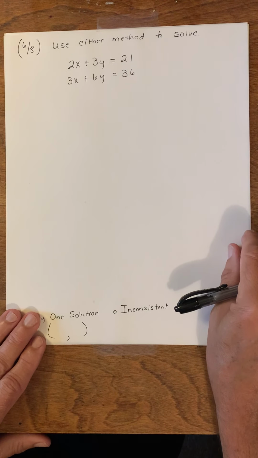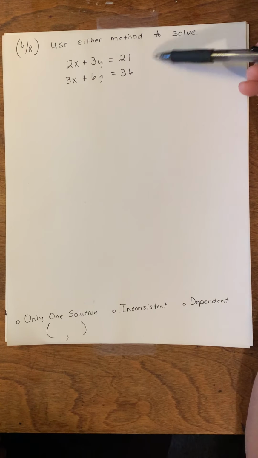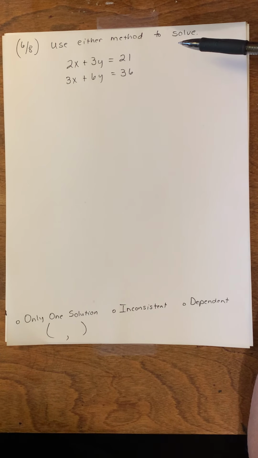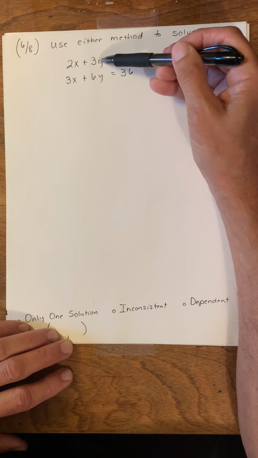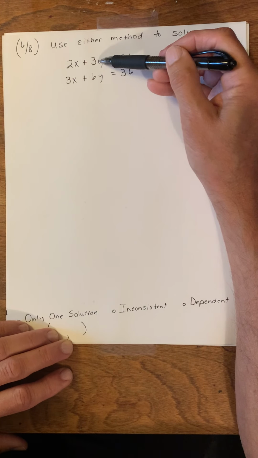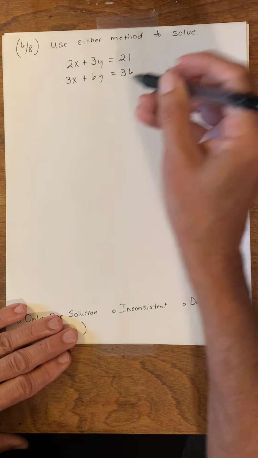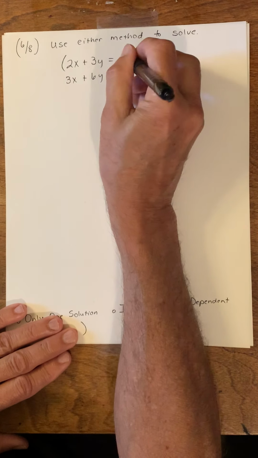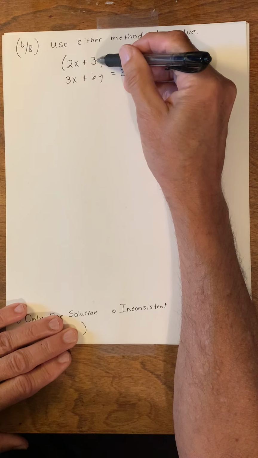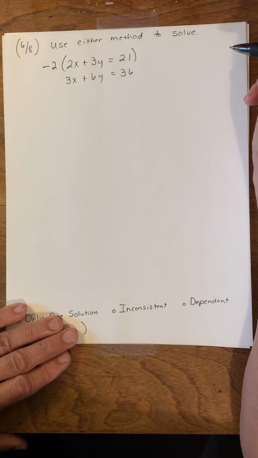Going on to this feller. Use either method to solve. Okay, I got my system of linear equations. I'm given the choice of using either method. And I make a little observation here. Hey, look at these guys. If I multiplied this by 2, I'd get the same as that. If I multiplied it by -2, I'd get -6y, which would be the opposite of that. So I'm going to choose the elimination method because this is going to be very easy to make some opposites with. I'm going to turn this into -6y, which means I have to multiply this entire equation by -2.